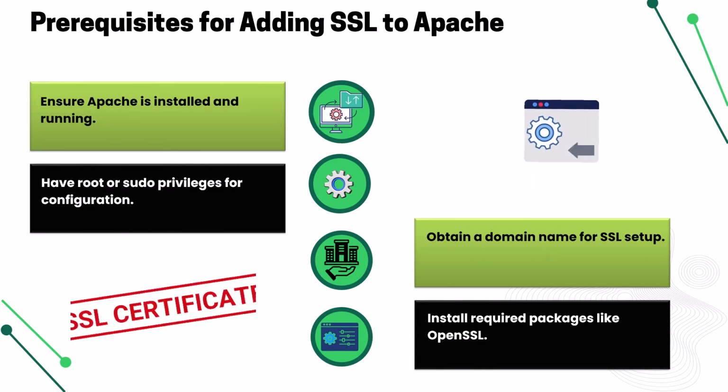Before we secure Apache, let's ensure we have all the tools. First, Apache should be installed and running. Kind of essential, right? Next, you need admin privileges because security setup requires authority. A domain name is necessary since SSL certificates bind to domains. Lastly, OpenSSL should be ready. It's our ticket to generating encryption magic.